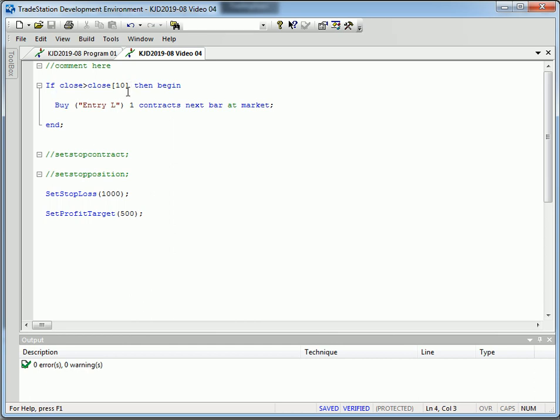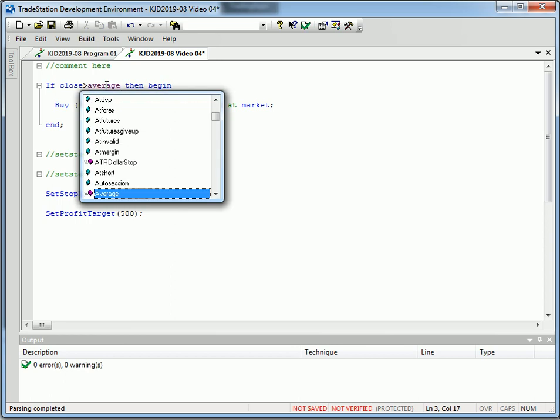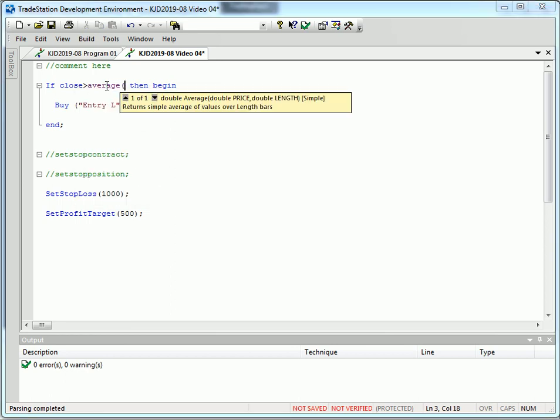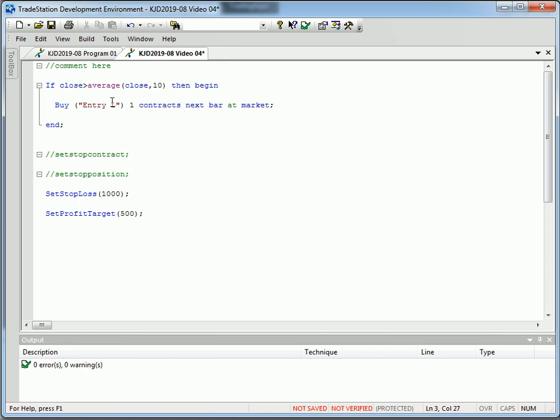So to get a moving average, we just type in the word average. And then there's a couple parameters for it. First, it wants to know the price that we're using. So we're going to use the closing price. And then it wants to know the number of bars to include in the moving average. So again, we'll use 10 just as an example. So what this says, if the close is greater than the average close of the last 10 bars, the 10 bar moving average, then buy.